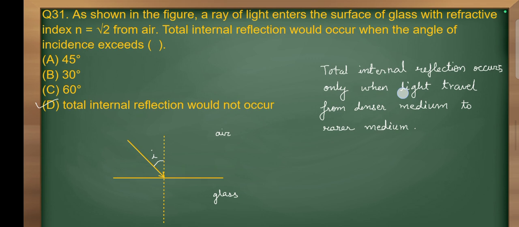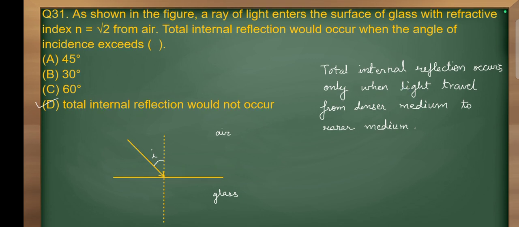Question number 31. As shown in the figure, a ray of light enters the surface of a glass with the refractive index n equal to root 2 from air. Total internal reflection would occur when the angle of incidence exceeds. The necessary condition for total internal reflection is that the light ray must travel from denser medium to rarer medium. But in the question, it is given that the light ray is going from air to glass, that is from rarer to denser. So this TIR phenomenon will not occur in this process. So option D is correct.